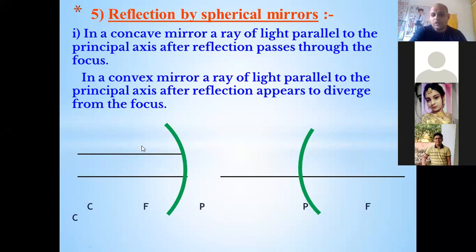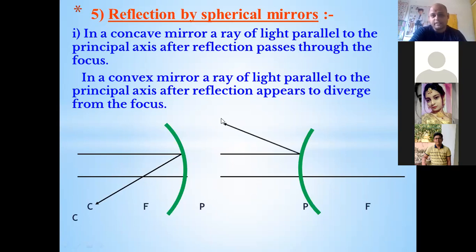So we have got a parallel ray, a light ray incident parallel to the principal axis. So this is a mirror. It will get reflected, and it meets at F. What is F? Focus, very good. Principal focus, F. When it is a convex mirror, the incident ray will get reflected, so this is the reflected ray.